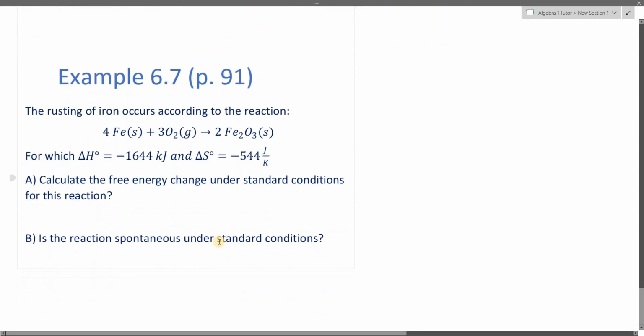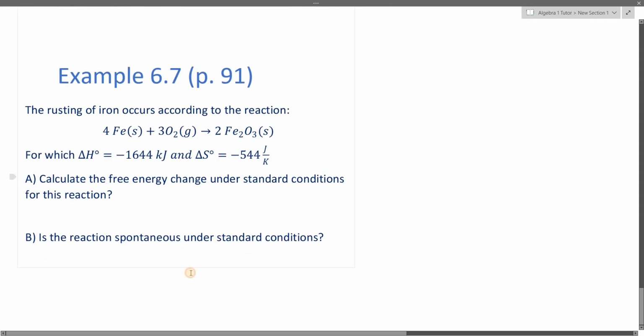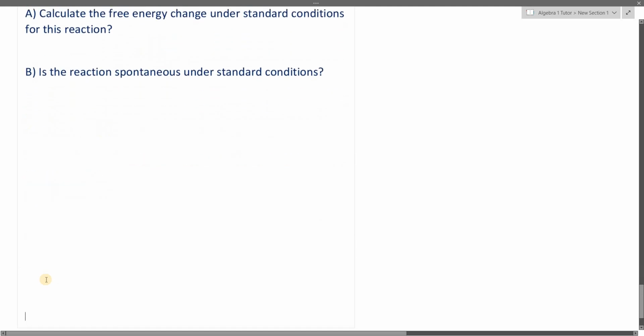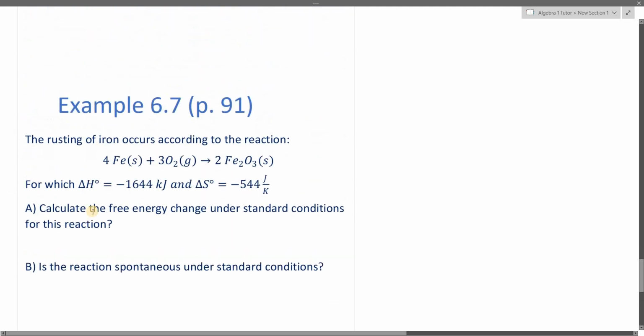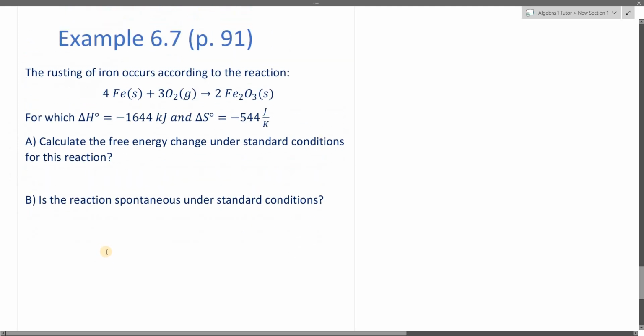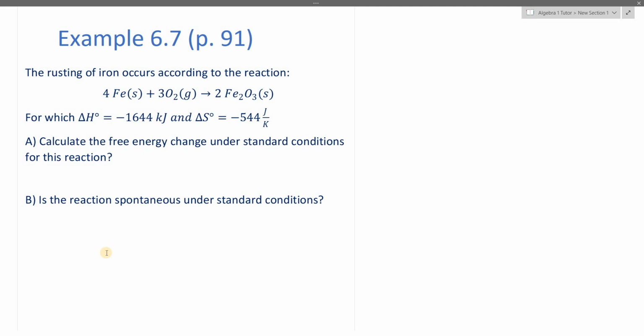Okay, and that gives me this particular one. I'm going to hit the space bar here to give me some space to work. Okay, and then we will do this problem together. So the rusting of iron occurs according to the reaction. So we are looking at the Gibbs free energy equation. This will be seen on the page before it.